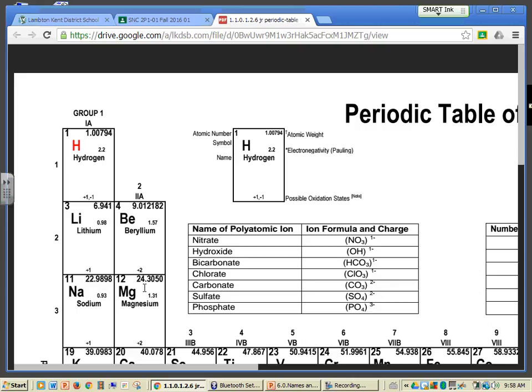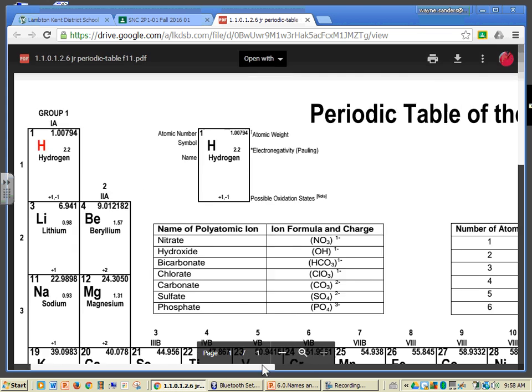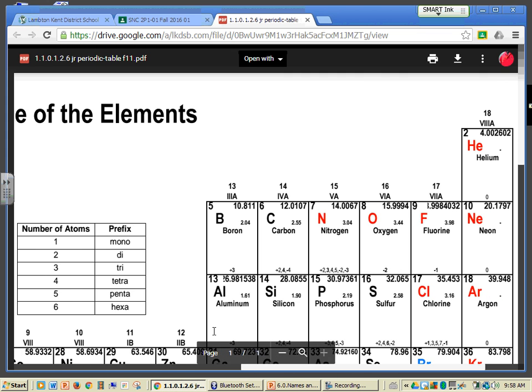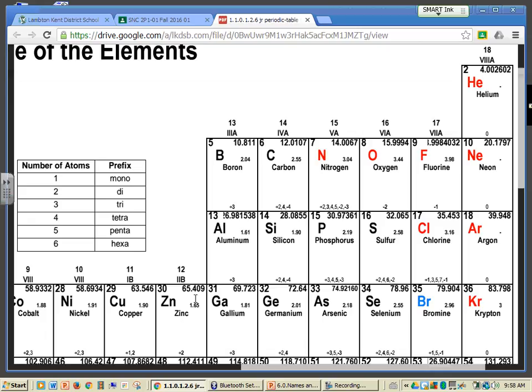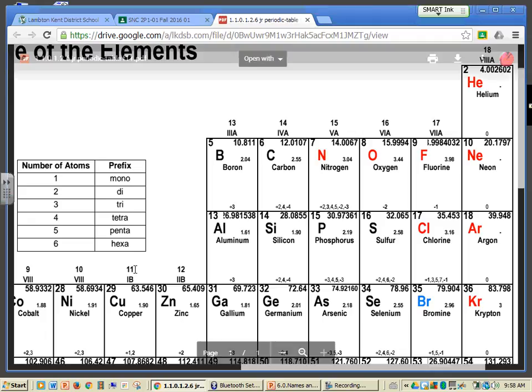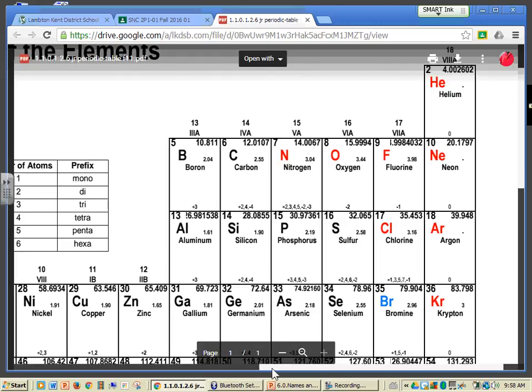Or sorry, the boron. What's the charge on a boron? Yep. +3. How about the aluminum? How about the gallium? +3. Excellent. Let's take a look at the carbon. What does the carbon say? +4, -4.